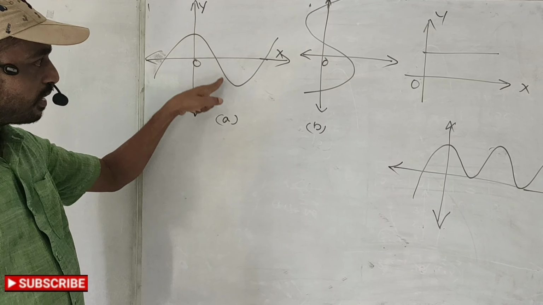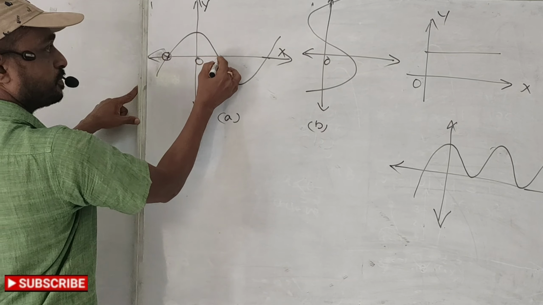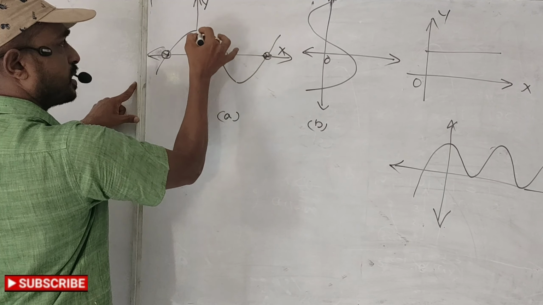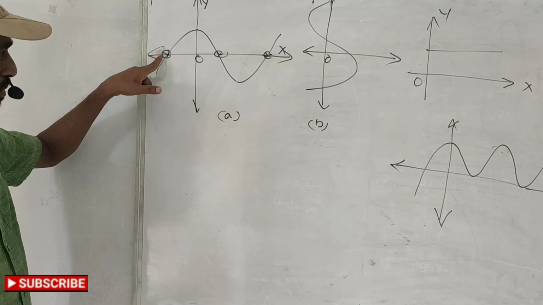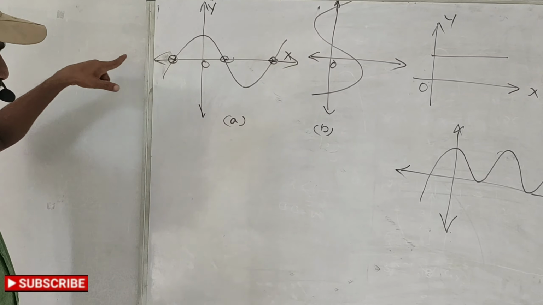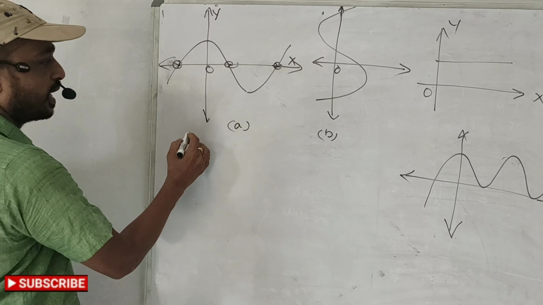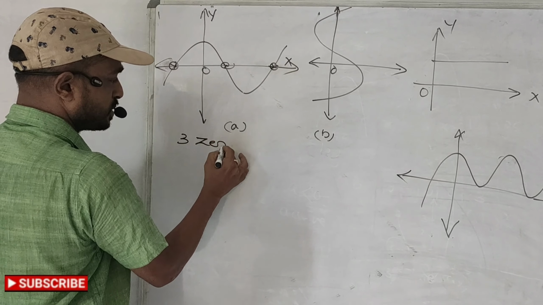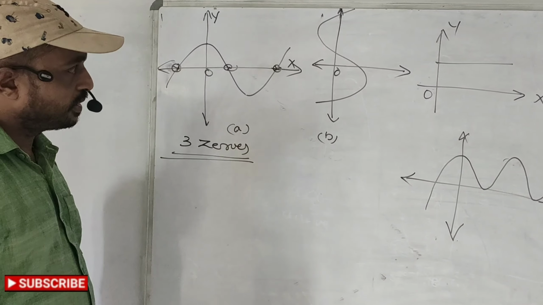So here this graph intersects the x-axis at three distinct points. We will not consider this point. This is the point of intersection of the graph with the y-axis. So this graph intersects the x-axis at three distinct points. So the polynomial represented by this graph has three zeros, or more precisely, three real zeros are there.